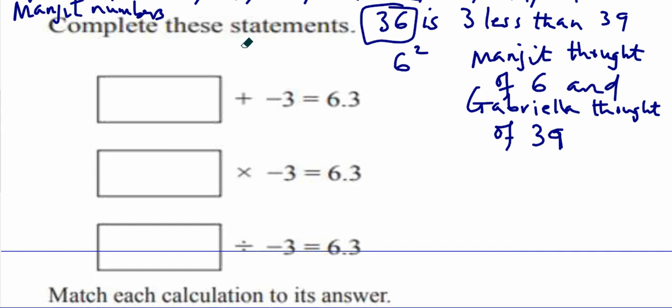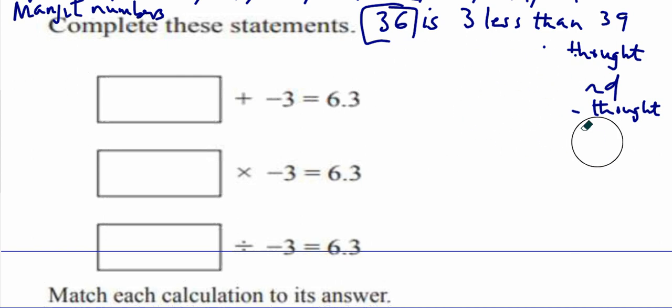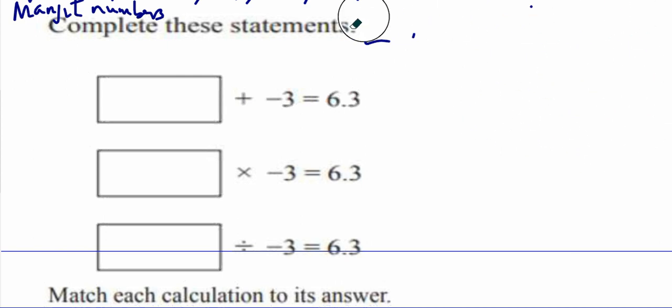Now let us proceed with this question here. The question says complete these statements. Let me start with this one. We have a missing number here, plus -3 equals 6.3. So what we do, we treat the missing number as a letter. So let us assume this missing number is x. So the equation becomes x plus -3 equals 6.3.